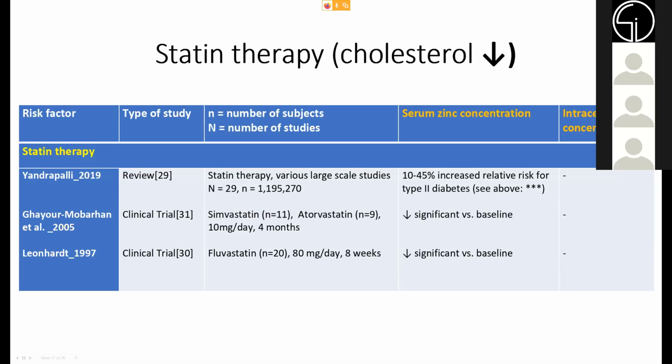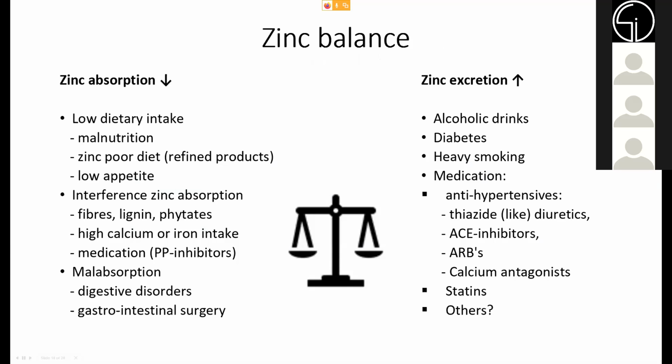Now, this is not strange because other clinical studies showed that after just 4 months, or even 2 months of therapy, there could be a significant decrease of serum zinc concentration. Now, what it is all about is zinc balance, because zinc balance depends on the amount we get in by dietary intake, and what we lose, especially by zinc urinary excretion.